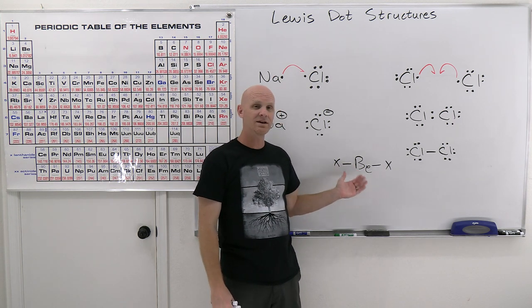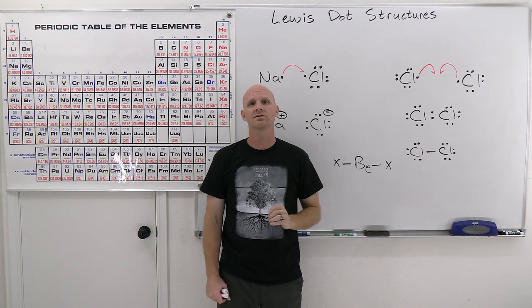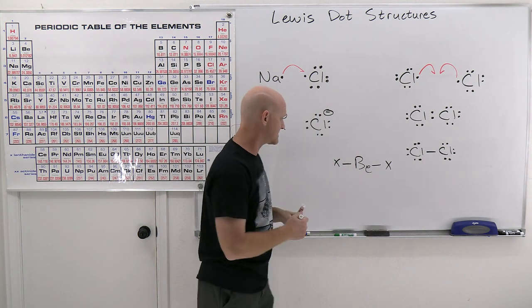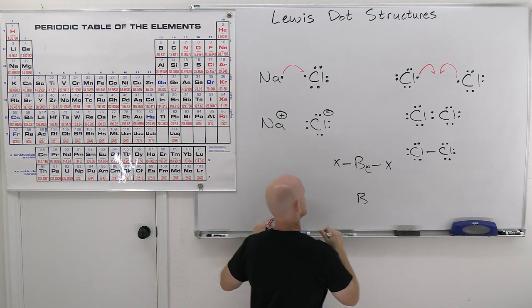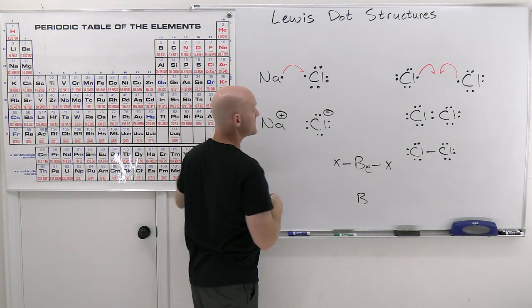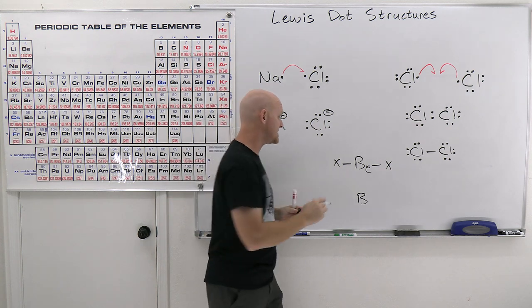And so in the case of beryllium, he's only going to want four electrons to be full in a typical sense. And then boron and aluminum will follow a similar thing. So boron and aluminum both have three valence electrons, and so they can share with three different atoms.